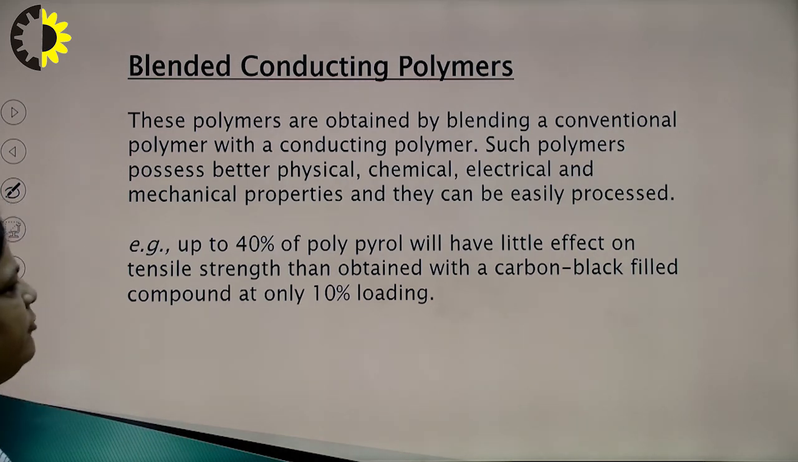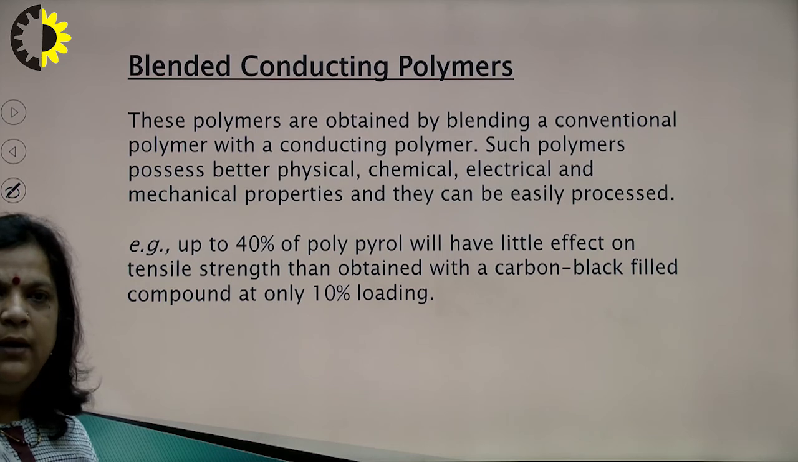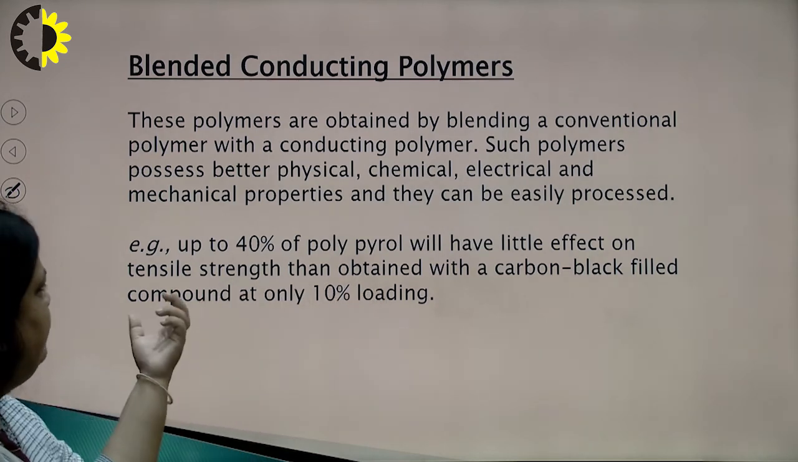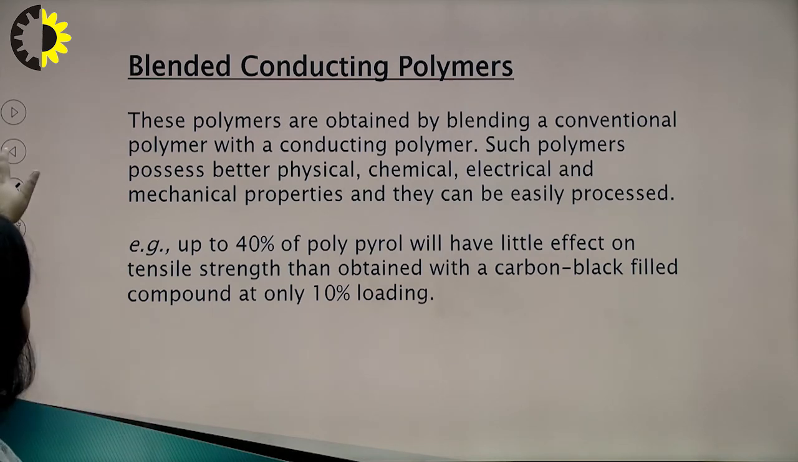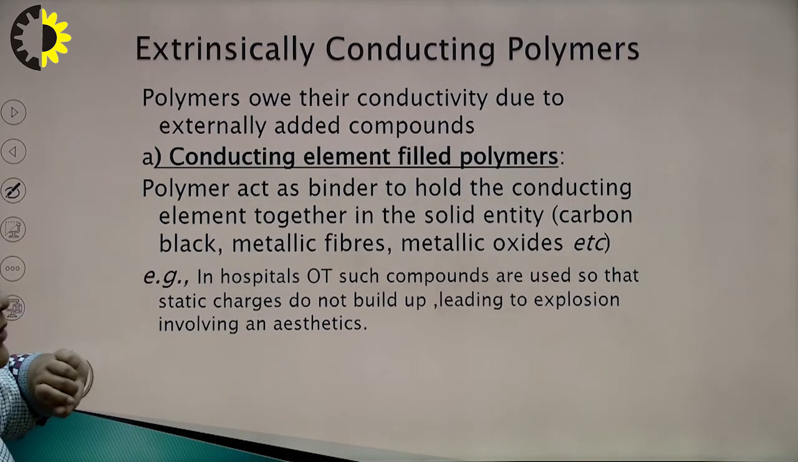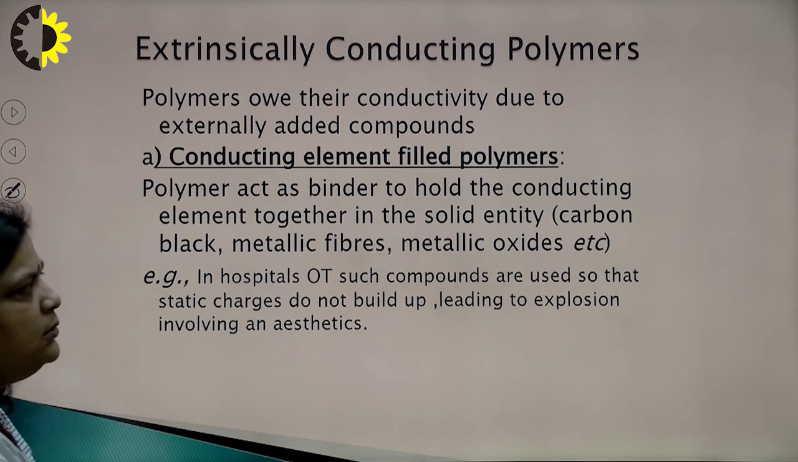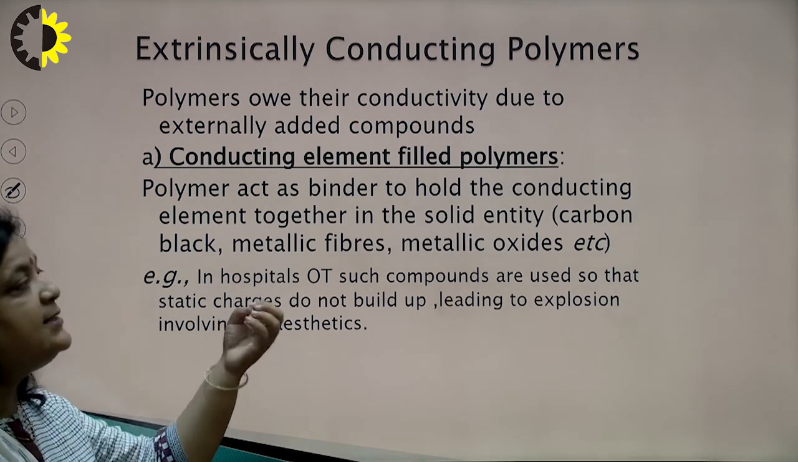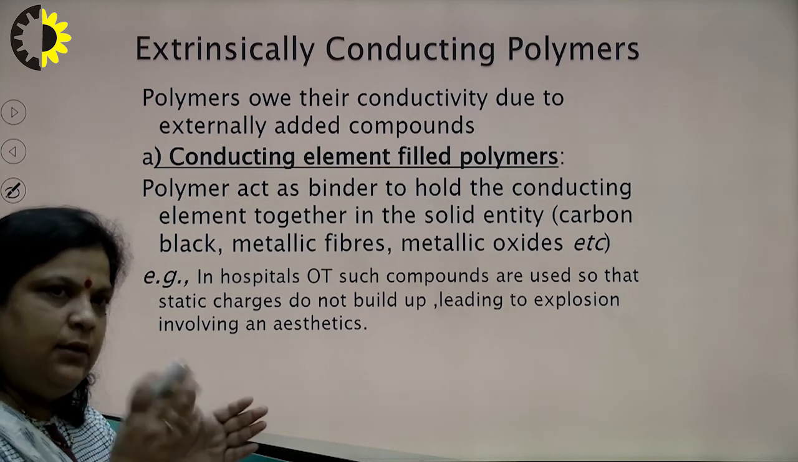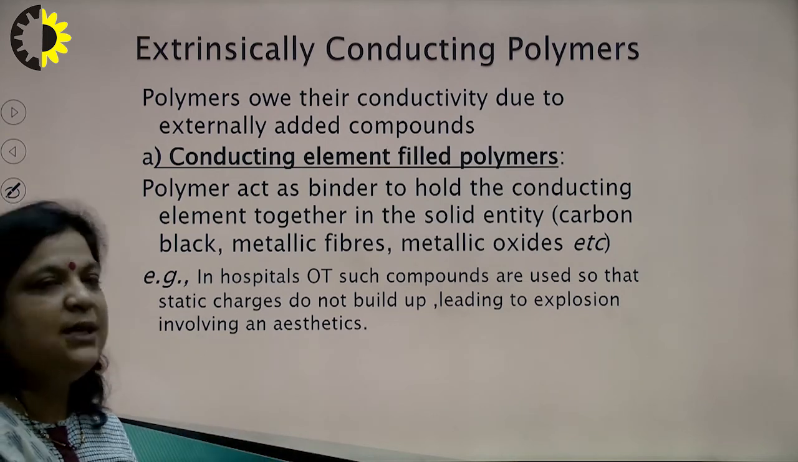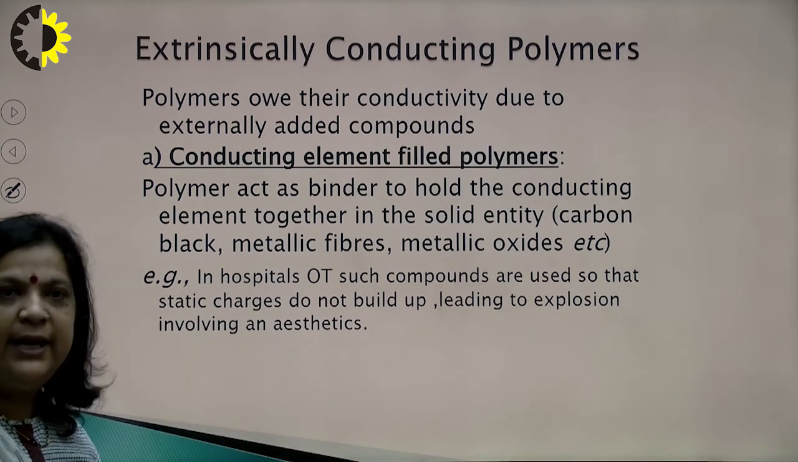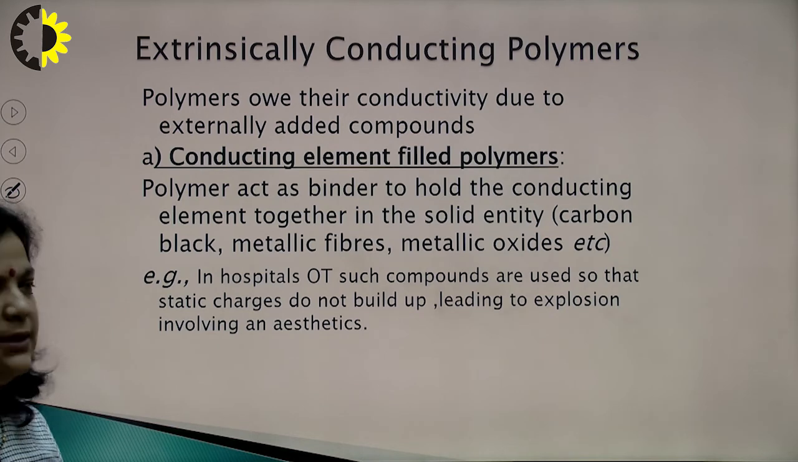For example, up to 40% polypyrrole will have little effect on tensile strength, but when it is blended with carbon black, then its strength can increase. But in case of the previous one, that is the conducting element filled polymer, although it is basically mixed with carbon black, some properties get reduced, like tensile strength or a few mechanical properties.